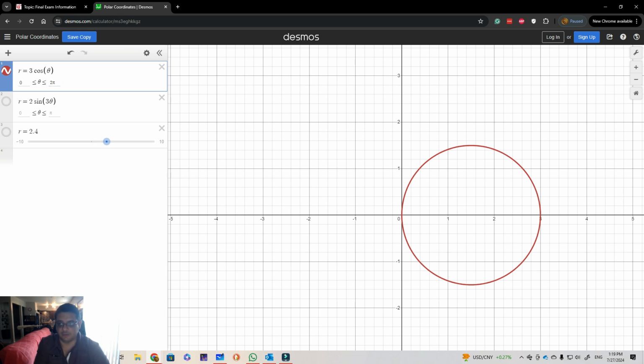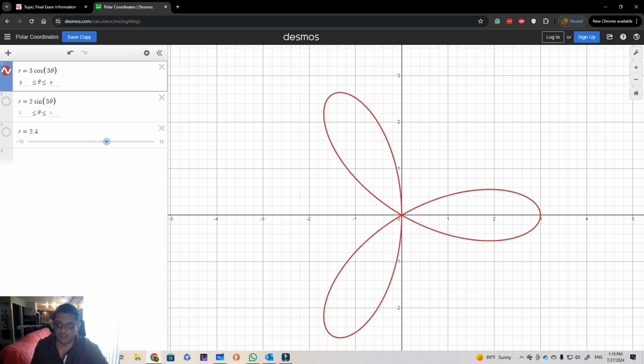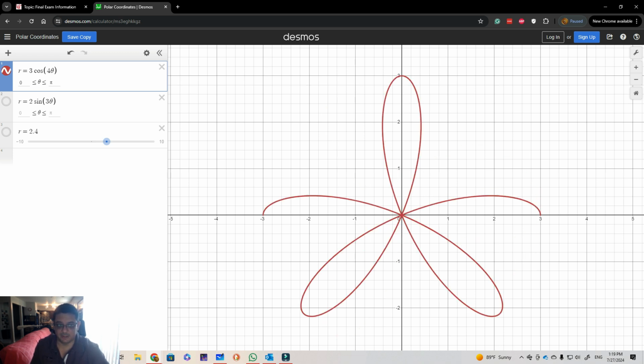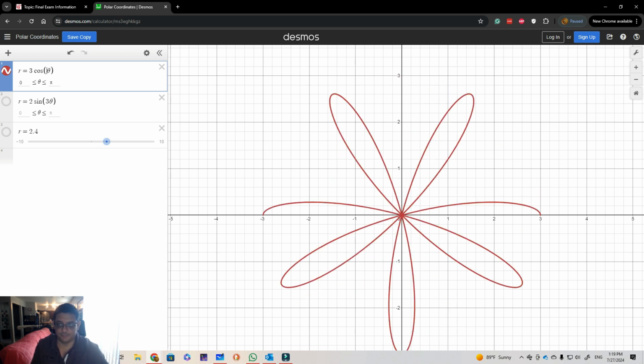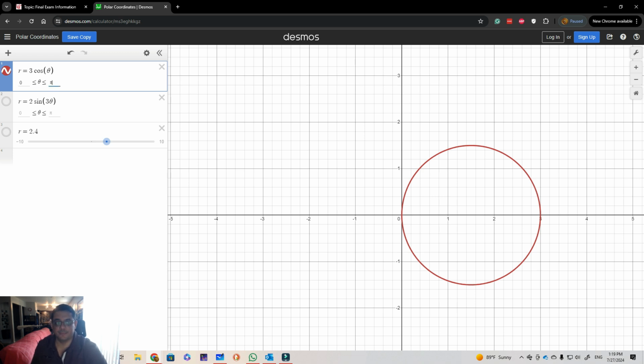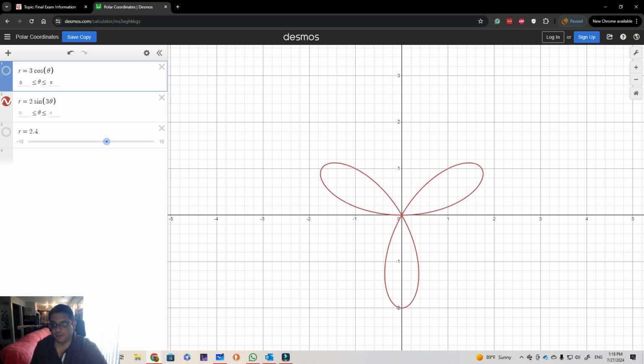If I move between 0 and 2 pi, here's just a circle being traced. But if I change how this behaves, then I have a different number of things happening. A similar thing can happen here for r equals 2 sine of 3 theta. And so this is the way that the points are being constructed here.